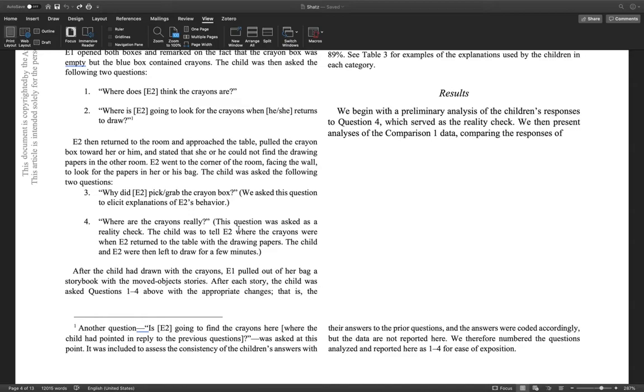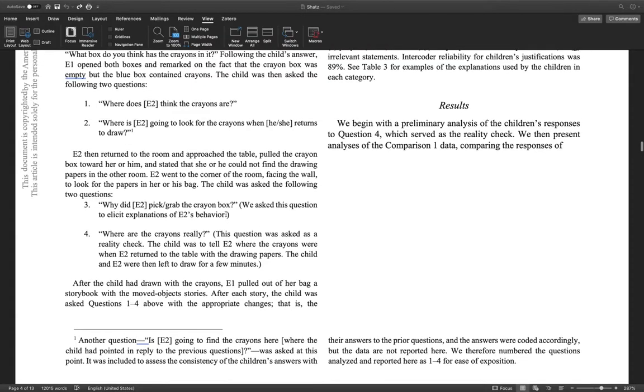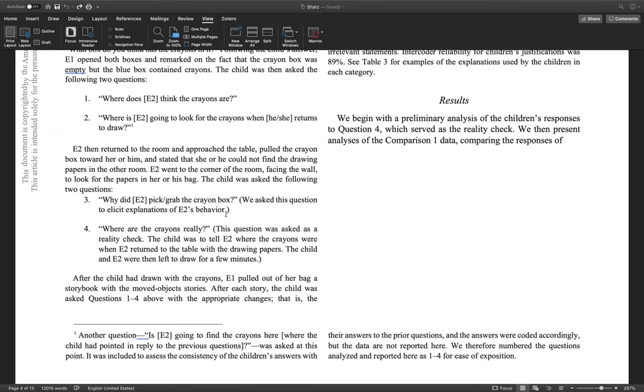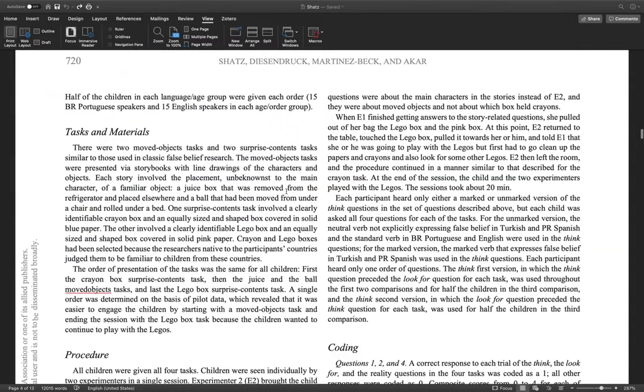So after the child had drawn with crayons, I'm just going to call him E1. E1 pulled out of her bag, E1 must have always been a woman, is my guess, or maybe they should have written "their" there, I'd write that, a storybook with the moved object stories. After each story, the child was asked questions 1 to 4. Okay, so once this in-person experiment happened, they then did this same thing with stories, with the appropriate changes.